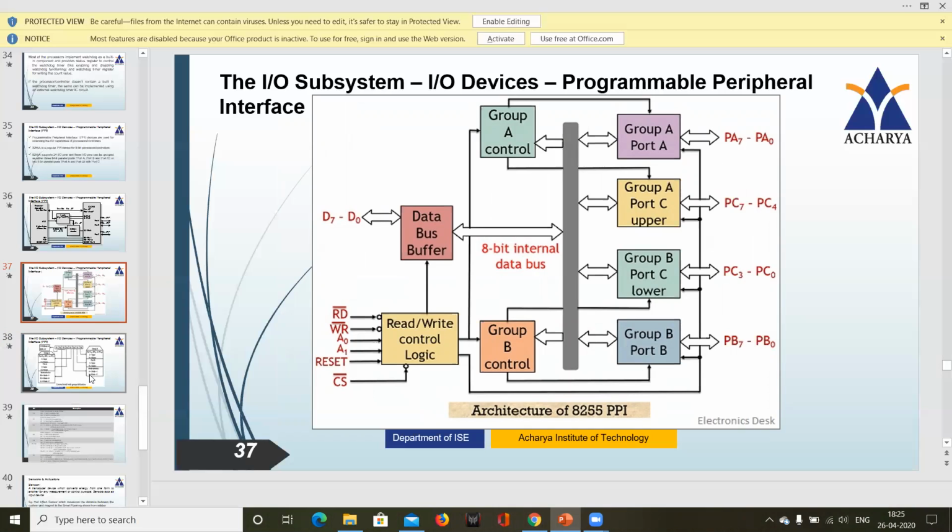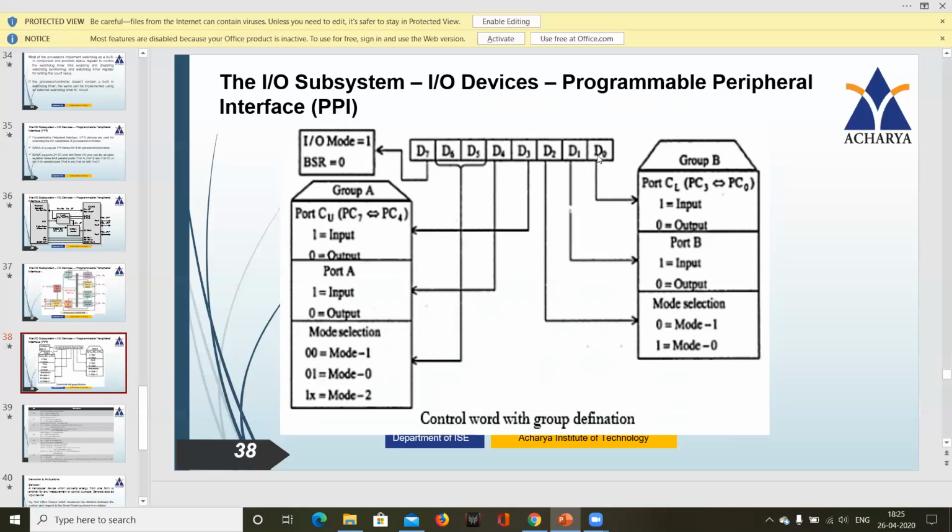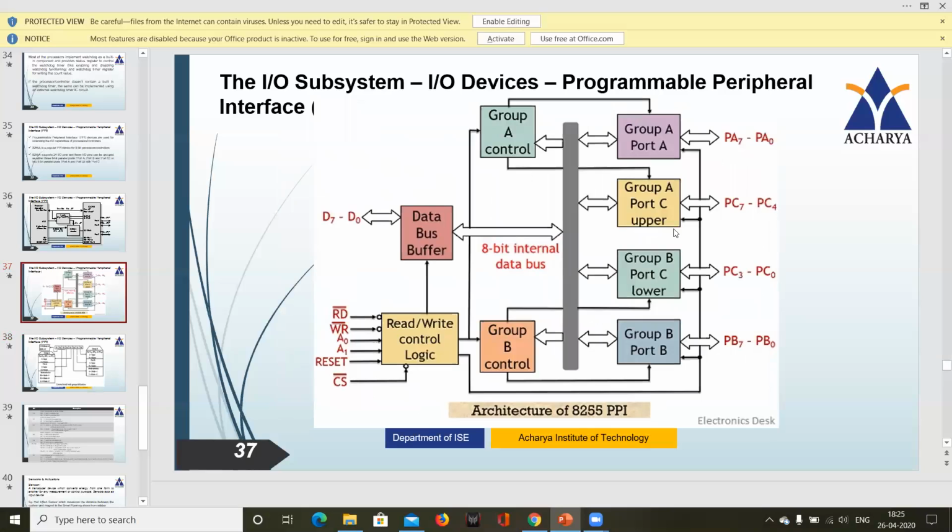What is the next pin? D0. So what is D0? This particular bit is signifying port C lower. So if this particular bit is 1, then port C lower, PC0 to PC3, is acting as input. If it is 0, these bits are acting as output. You can refer to slide 37. So if that D0 bit is 1, then PC0 to PC3 is acting as input. If it is 0, PC0 to PC3 is acting as output.